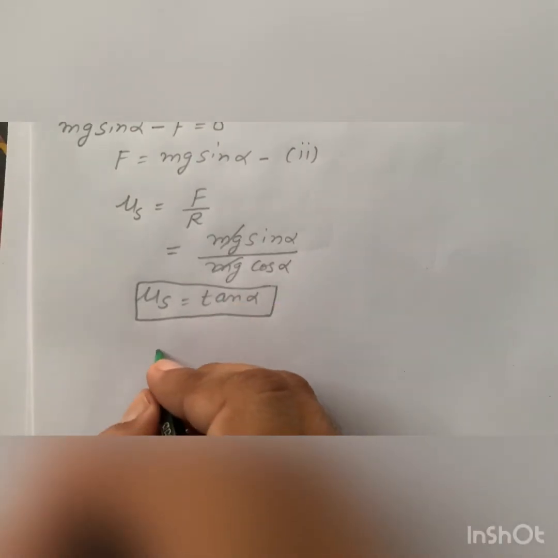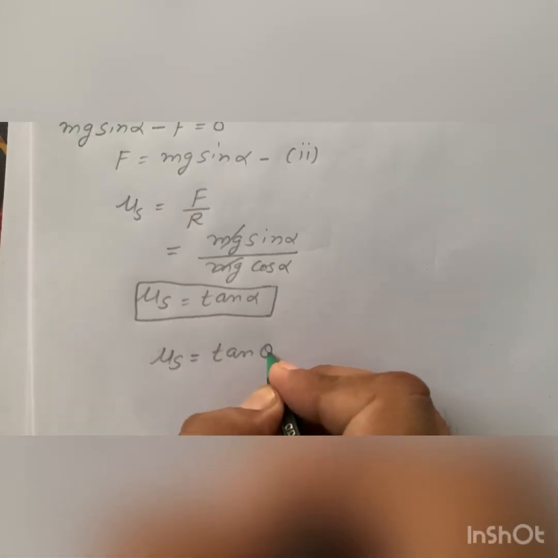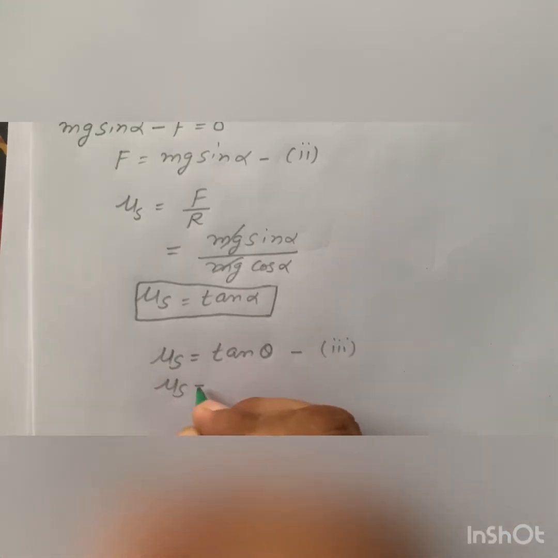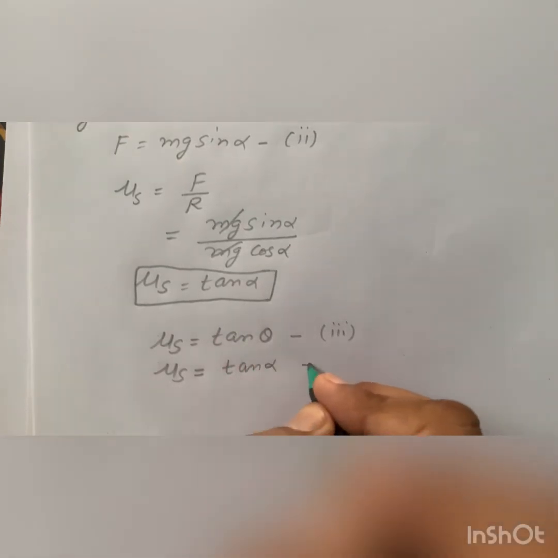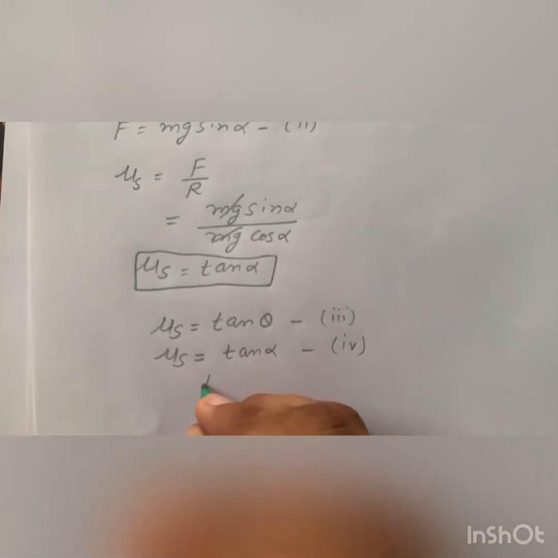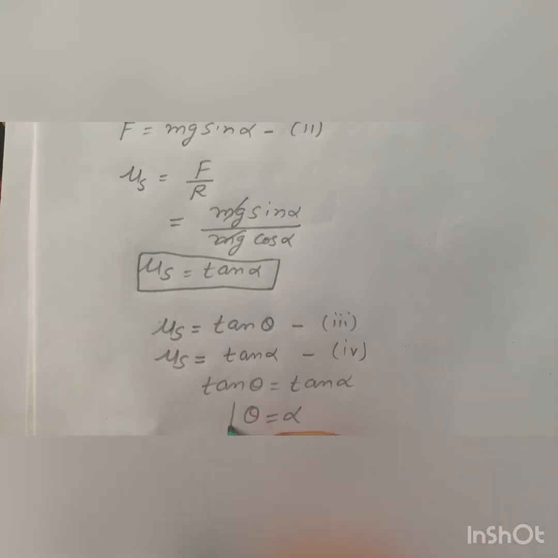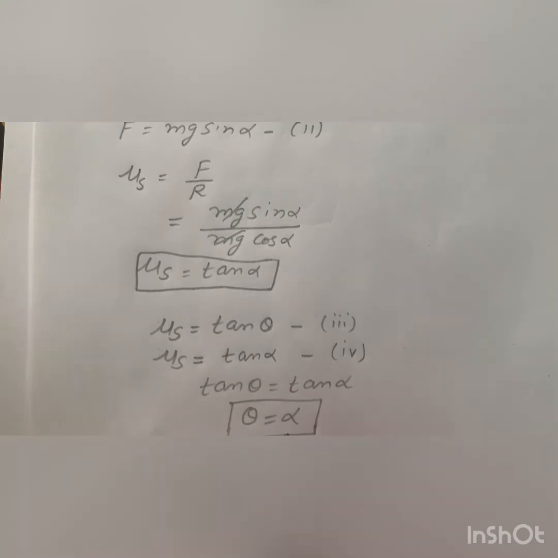Now we know that mu s is equal to the tangent of the angle of friction. Say this is the third equation, and coefficient of static friction equal to the tangent of angle of repose, say 4. From third and fourth we have tan theta equal to tan alpha, or we get theta is equal to alpha. So it means the angle of repose is equal to the angle of friction.